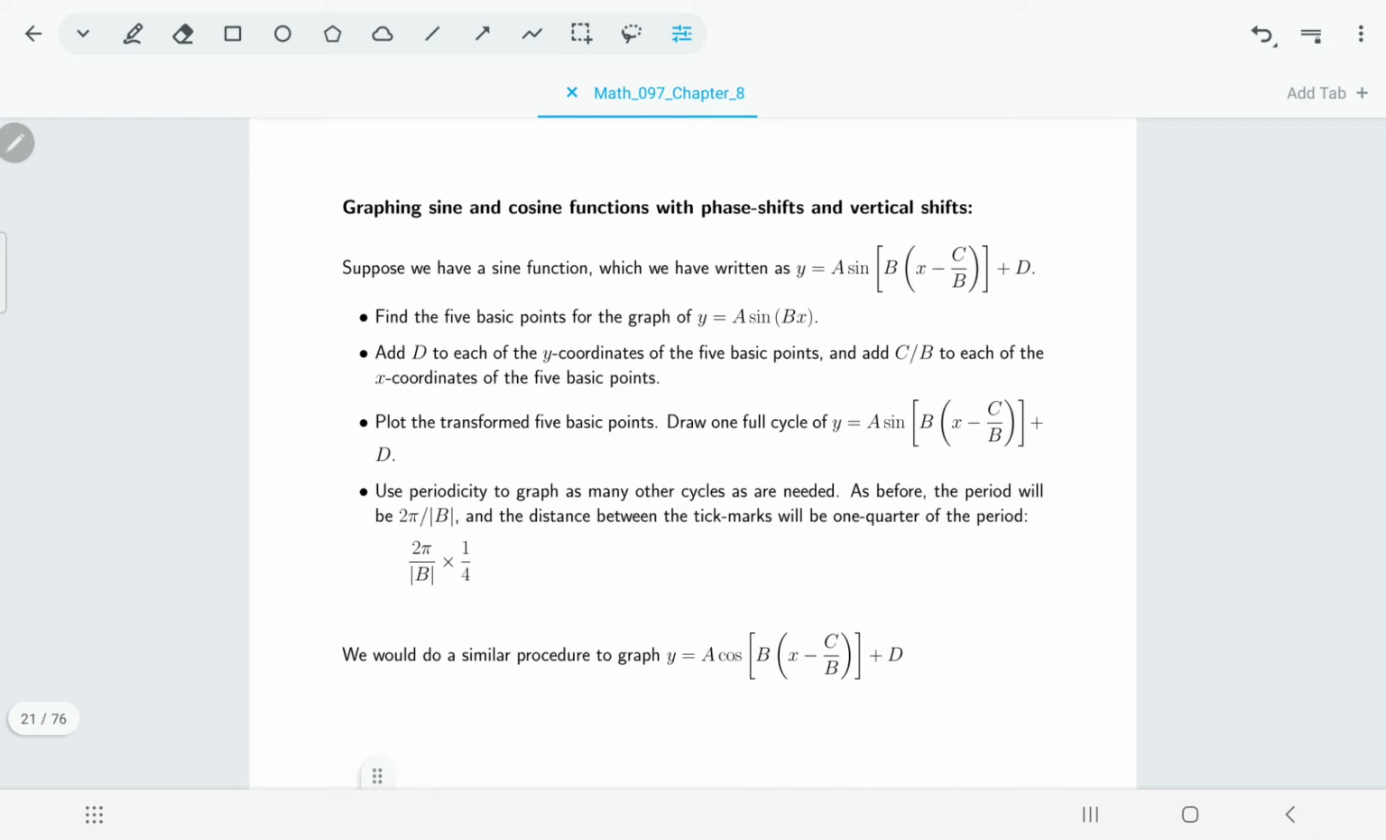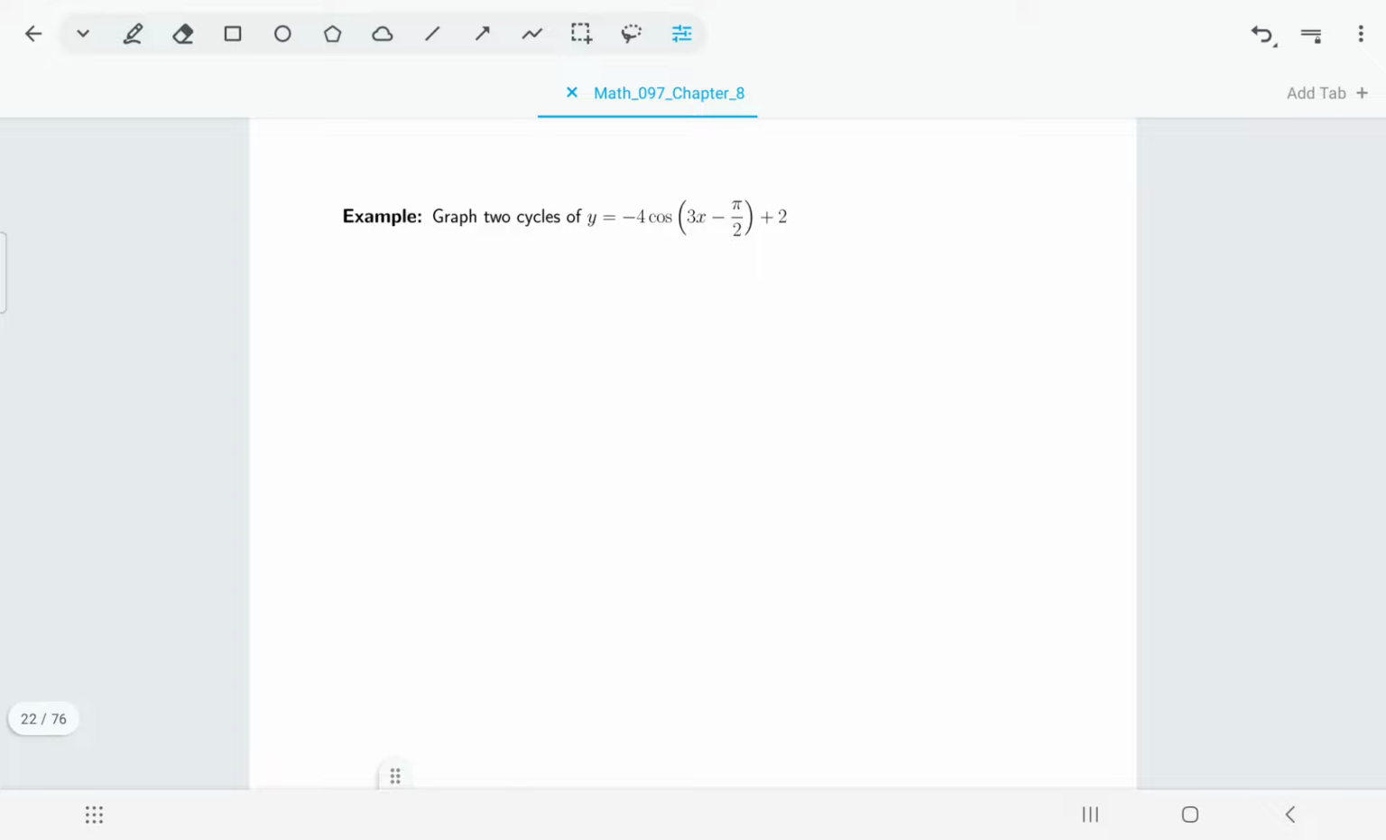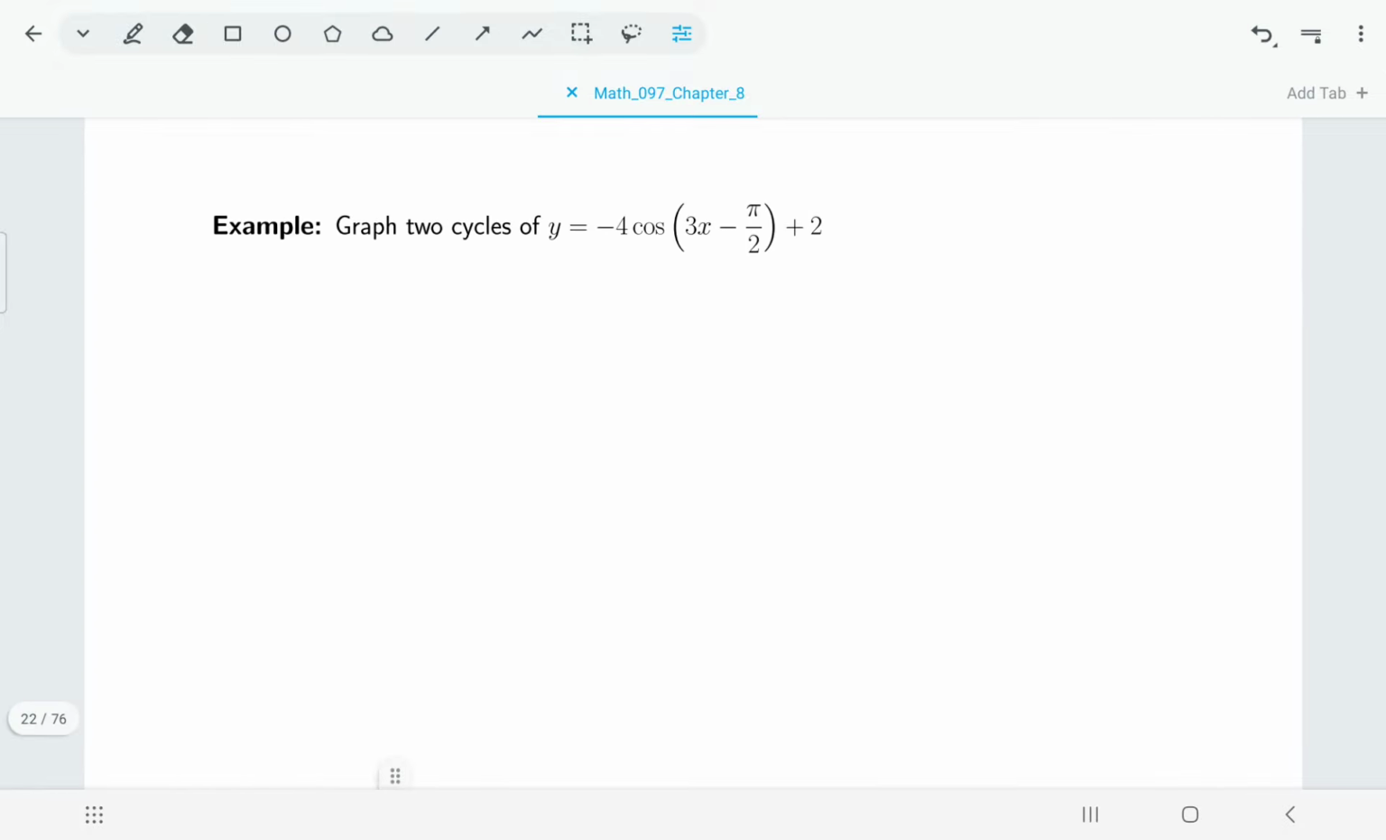And then when we're graphing things, we can just do the same business as before. Draw one cycle, then use the fact that these functions are periodic to get as many other cycles as we need. That hasn't changed. Neither has the period. The period is still 2 pi divided by absolute value of b. That's the same as before. Also, the distance between our tick marks, that's the same as before. It's still the period divided by 4, or period times a quarter. So that means we've got a little bit of extra work to do, but not too much more, really. It's just one extra step.